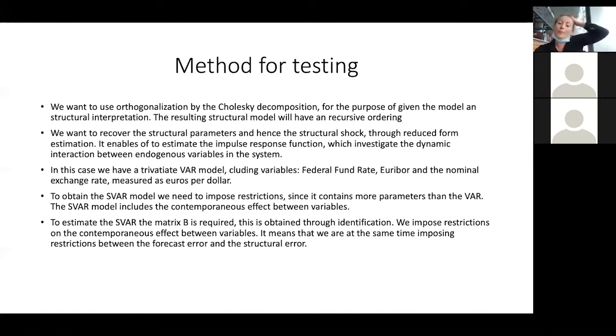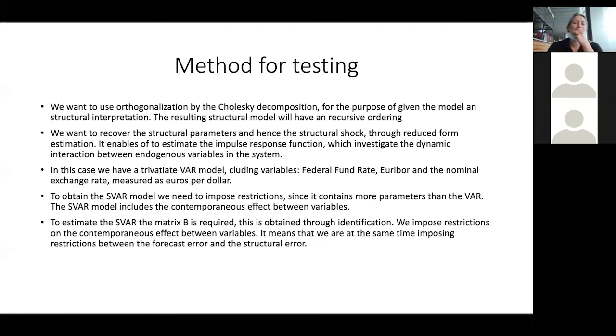And so how I obtained the SVAR model is by imposing those restrictions, since there are more parameters in the SVAR, the structural vector autoregressive model, than in the vector autoregressive reduced form model. So the SVAR model includes the contemporaneous effect between the variables, which the reduced form doesn't. It only includes the lagged values.